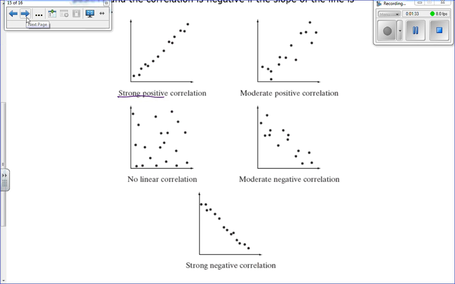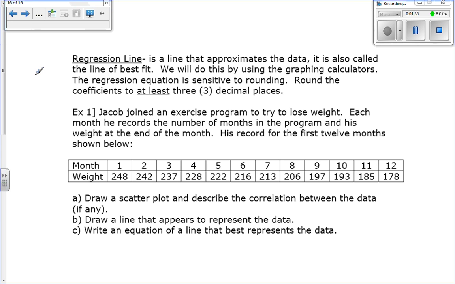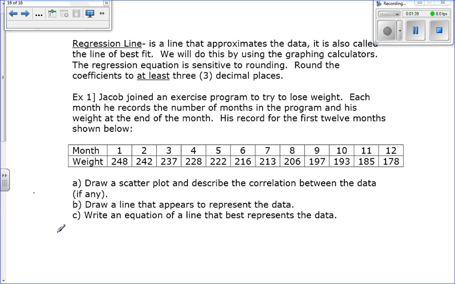So what are we going to do with this stuff? Well, we are going to talk about regression lines as well. A regression line is a line that approximates the data. It is also called the line of best fit. You may remember talking about this back in 9th grade. We will do this by using the graphing calculators. The regression equation is sensitive to rounding. So you round the coefficients to at least 3 decimal places, unless you were told otherwise.